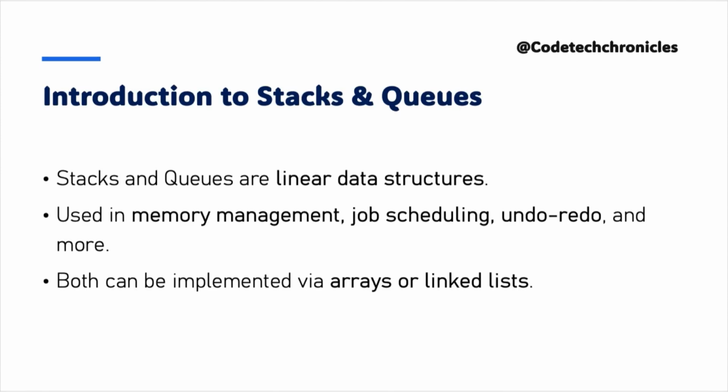Introduction. Stacks and queues are both linear data structures. That means elements are arranged in sequence, one after another. But the way we insert and remove items differs between them. A stack follows a last in first out, LIFO, approach, whereas a queue follows first in first out, FIFO. Think of a stack like a pile of books, where you take the top one off first, and a queue like a line at the ticket counter, where the first person in the line is served first. These structures are used in a wide variety of applications: undo mechanisms, CPU scheduling, memory management, and more.